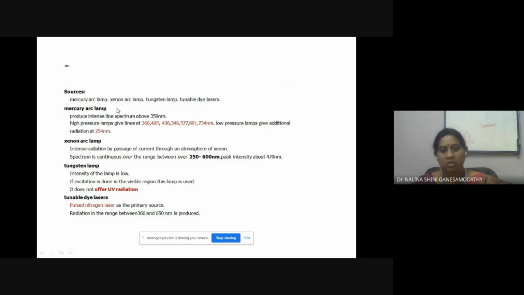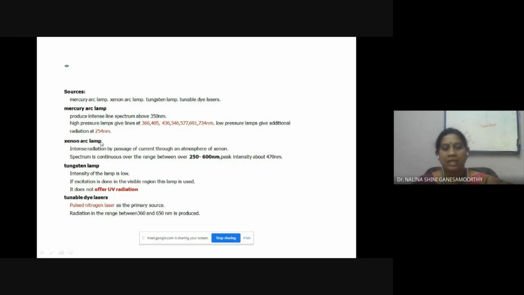Next, these are the sources. What sources can be used? Mercury arc lamp, xenon arc lamp, tungsten lamp. Mercury arc lamp, its features: this produces an intense light spectrum above 350 nanometer. High pressure lamps give lines at these nanometers. Low pressure lamps give additional radiation at 254 nanometers.